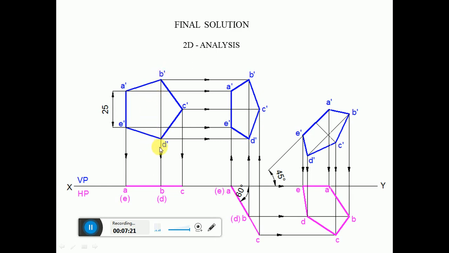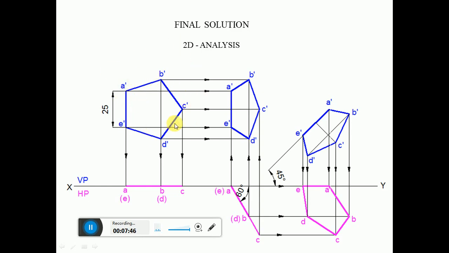Mark these points as B dash and D dash. Then with B dash as center, take a radius of 25 mm and draw an arc here, and with D dash as center, cut on the previous arc, so that you get this point. You mark that point as C dash. Then join A dash to B dash to C dash to D dash to E dash, and E dash to A dash with a dark line. So now you get the pentagon.